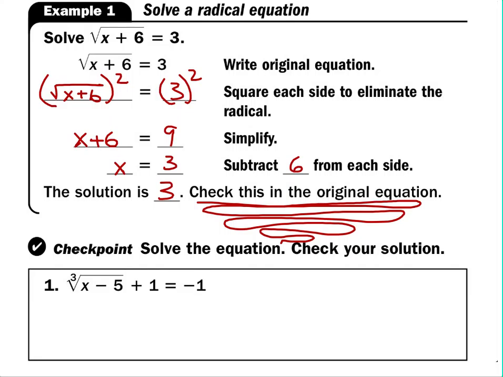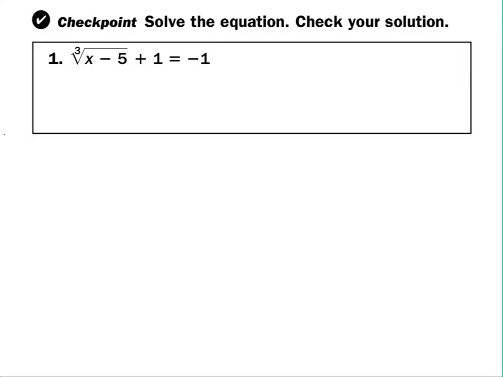So let's look at that checkpoint here, where on number 1, it's the cube root of x minus 5, plus 1 equals negative 1. So our first step, and this is what step 1 was in the box above, is to isolate that cube root. So we're going to begin doing that by subtracting 1 from both sides, and it gives us cube root of x minus 5 equals negative 2.